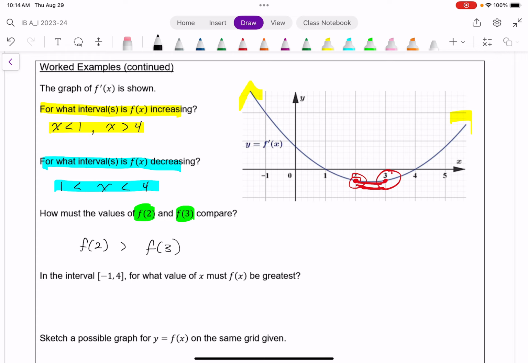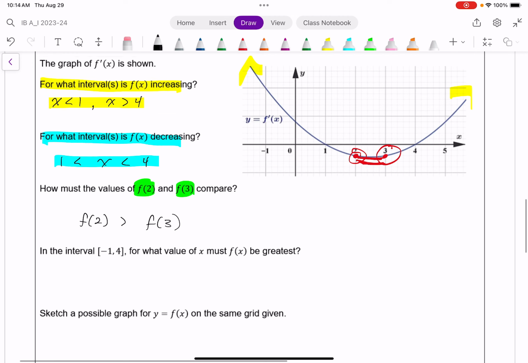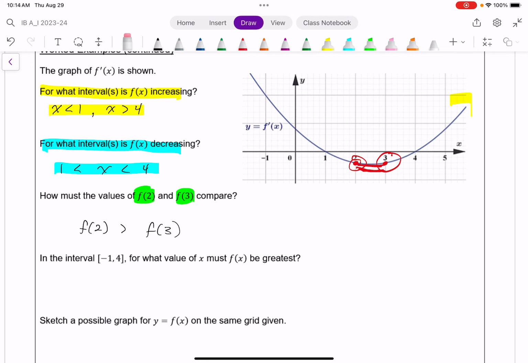So now in the interval from -1 to 4, where must f of x be greatest? And so let's erase all my scribblings and look at this interval from -1 to 4. So looking from here to here, where must f be greatest? And again, we got to be careful. It's pretty easy to look at this point right here and go, well, that's the highest point, and that's where the derivative is greatest. But where is the function greatest?